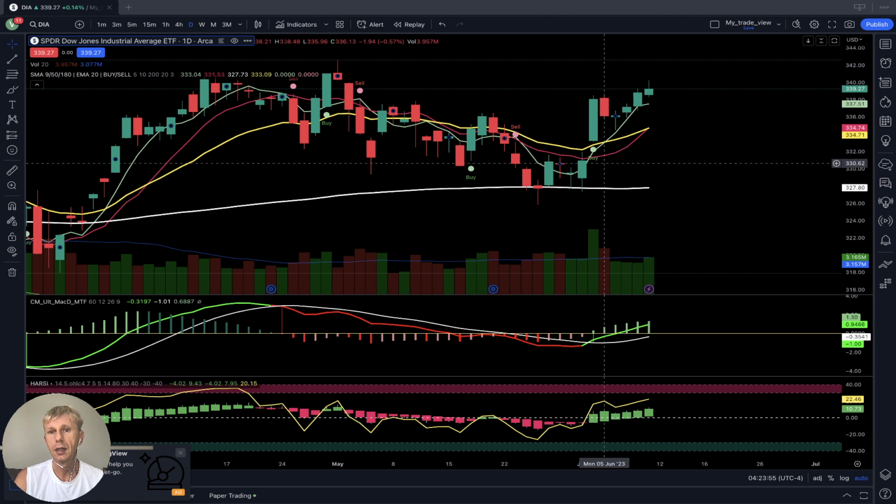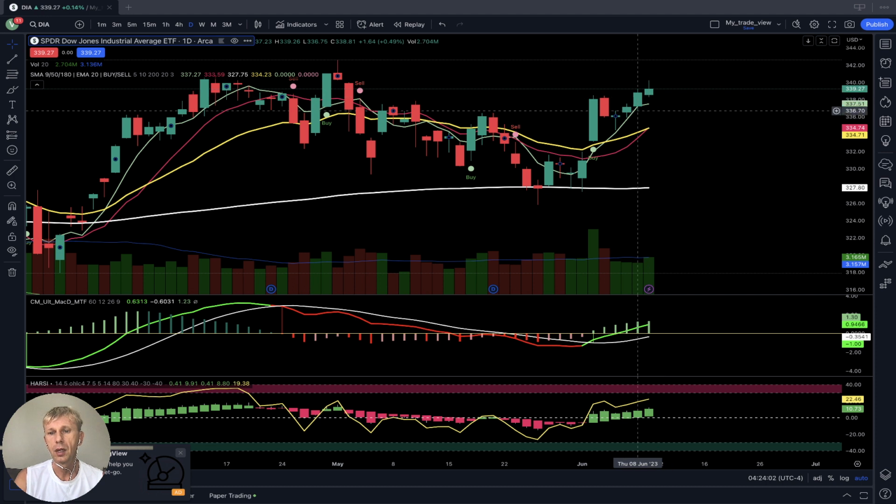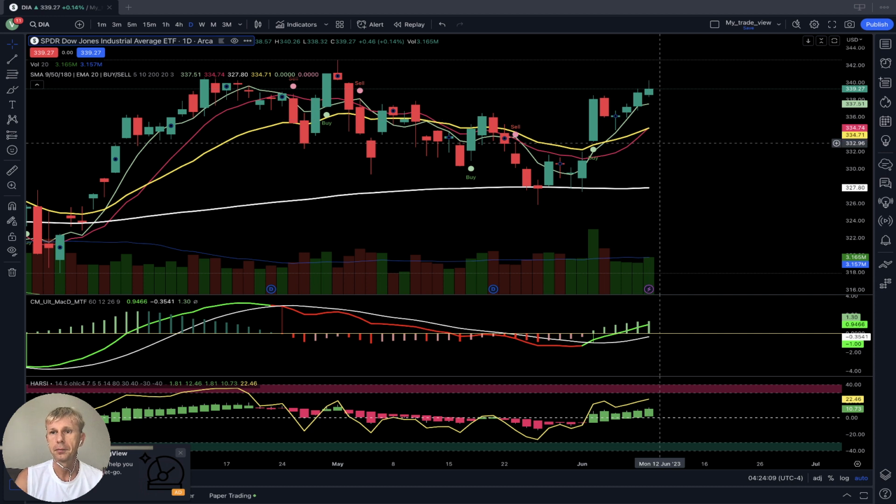And let's see, daily it's bullish, right? MA5 buy signal, MA5 bullish crossover. Last bar above all moving averages. MACD bullish, RSI, Heikin-Ashi, all bullish on the daily time frame. Very positive on the daily time frame.